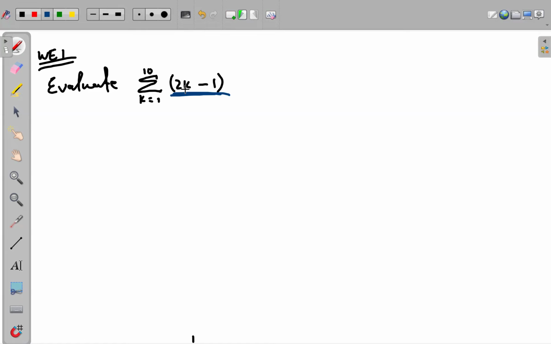We are doing this from k equals 1. Remember, your k is an integer. So we're going to start substituting integers from 1 up to 10. As you can see, that is our n value, or that's where we stop. So here's the literal meaning of this whole thing.